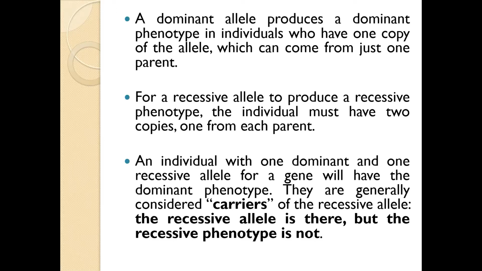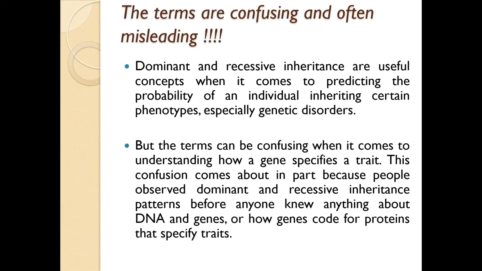The recessive allele is there, but the recessive phenotype is not, because the recessive allele is present with a dominant one and is not able to express its character. In that case, the dominant allele will express its phenotype, but the recessive allele is still present and can be passed to the next progeny. The terms are confusing and often misleading. Yes, in some cases, both of these terms are confusing, and in some cases they are also misleading. We will discuss that later in this lecture.